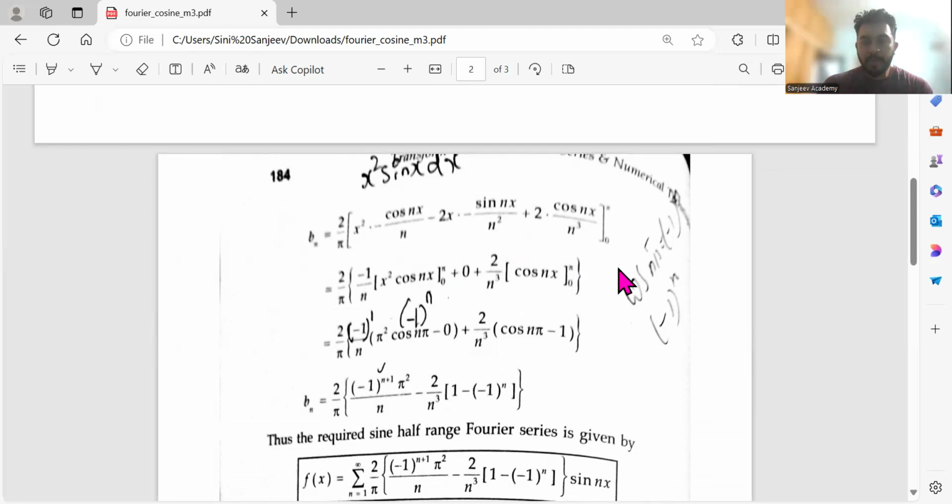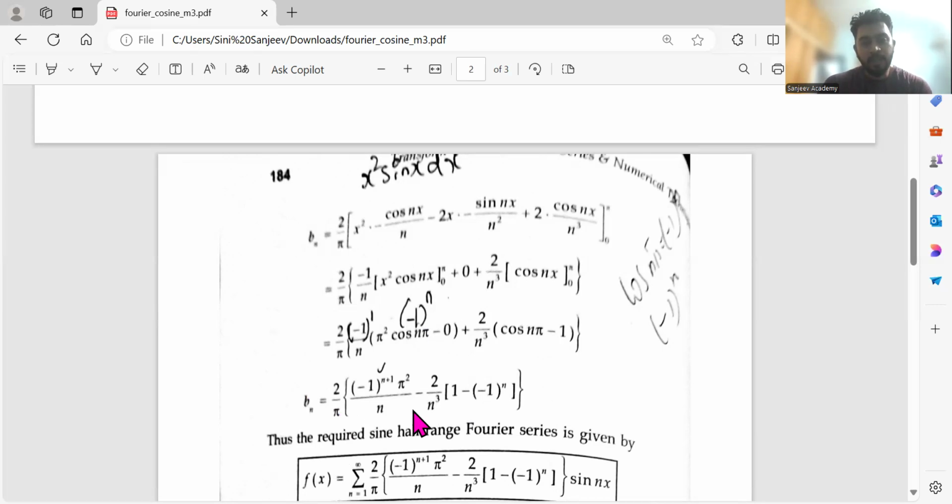Cos n pi value is minus 1 whole power n. So wherever you get cos n pi, you put minus 1 whole power n. Fine. And you can see here n plus 1. Why? Minus 1 whole power n into minus 1 whole power 1 is minus 1 whole power n plus 1. That's how we are getting this. And do not further simplify. Whatever you get, you write it as it is. And then, once you get the answer of bn, solve this thing.